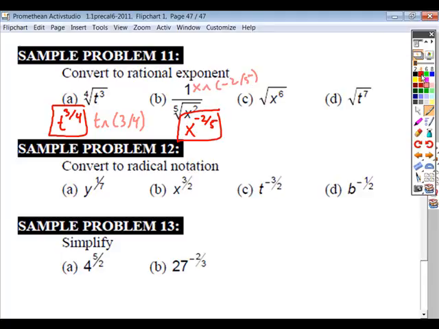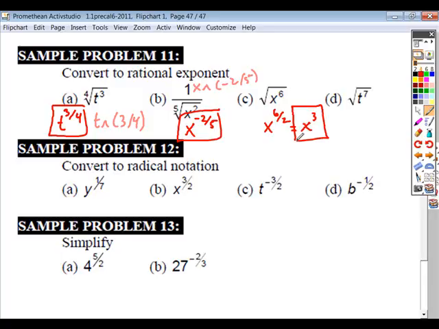Okay, C, again continuing this pattern, if we take our base of x to the power of 6 divided by our index of 2, what does 6 over 2 reduce to? It reduces to 3. Now, what if I told you that's not complete? You'd only get partial credit for that. What's missing?